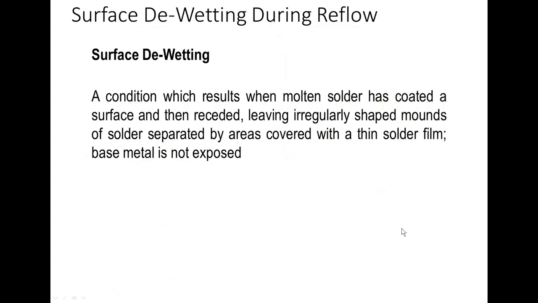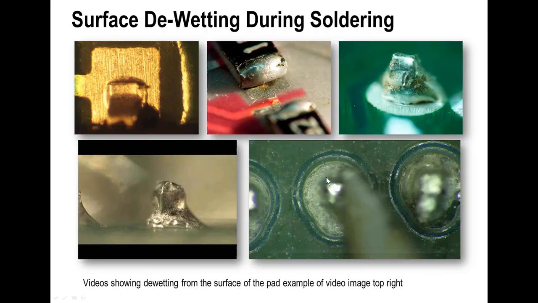Now, de-wetting is where solder wets the surface. However, if it remains in a liquid state or is then resoldered or you go through another reflow operation, it de-wets, it draws back from the original pad and the original area that it's wetted to. So de-wetting is shown with a couple of examples at the top of this slide.